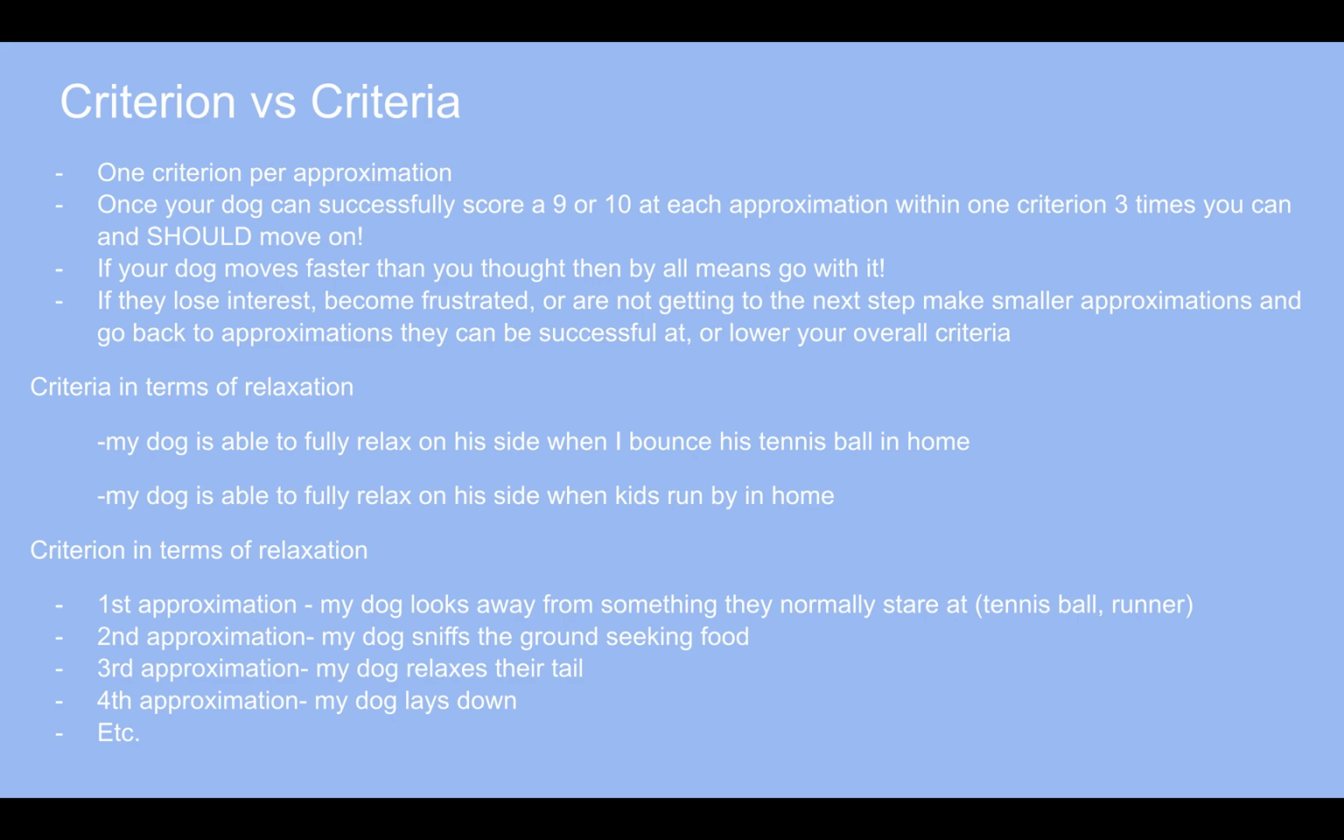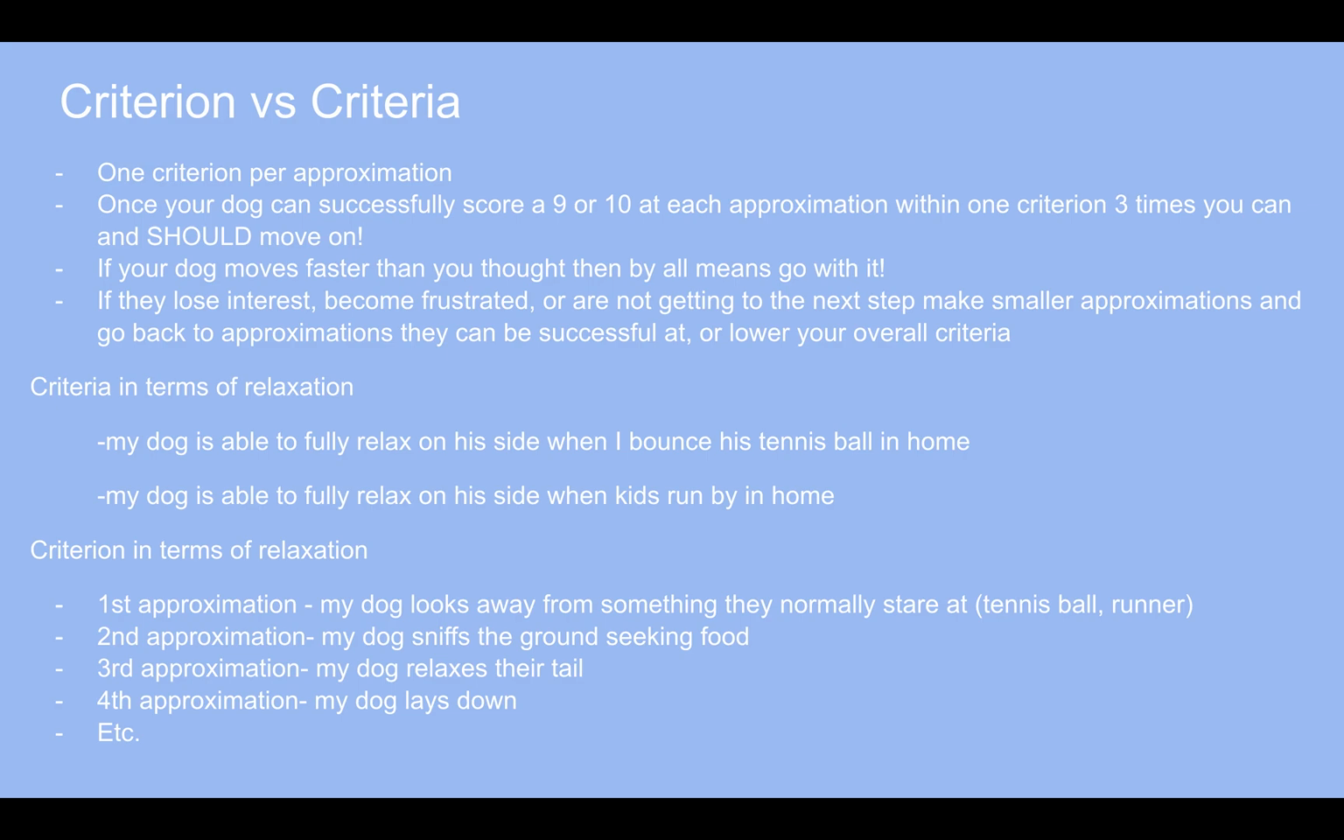So in terms of relaxation, which we're going to be getting into a lot with our training, the criteria in terms of relaxation: my dog is able to fully relax on his side when I bounce his tennis ball in the home. That would be a criteria that you're trying to meet. And if you're making that your criteria, your dog should have already succeeded at doing this in all the previous steps, right? So they already know how to relax on their side with nothing going on, and they know how to relax on their side when you're holding the tennis ball. So the bounce would be the next level.